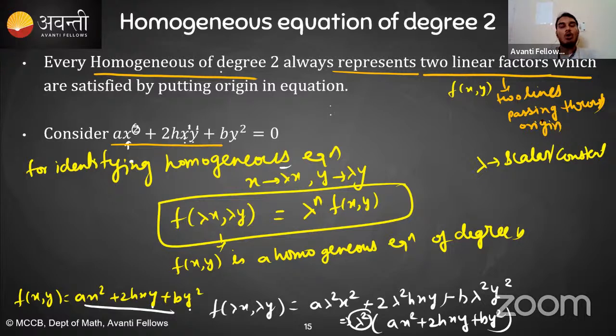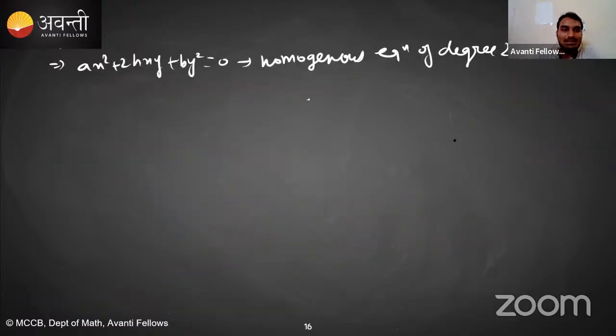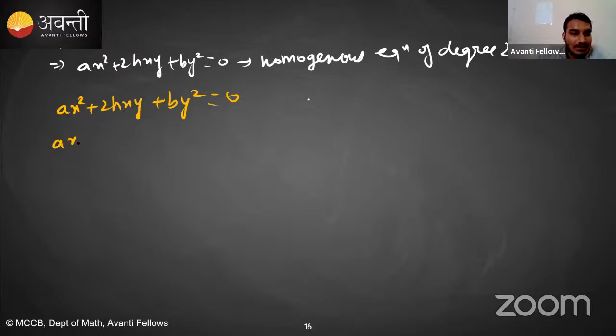Is this clear? If you want to see the proof, then think like this: it is written as ax square plus 2hxy plus by square is equal to 0, right? So this is nothing but ax square plus 2hy into x plus by square. So this is nothing but a quadratic in x, with x square coefficient, x coefficient and constant term, right?